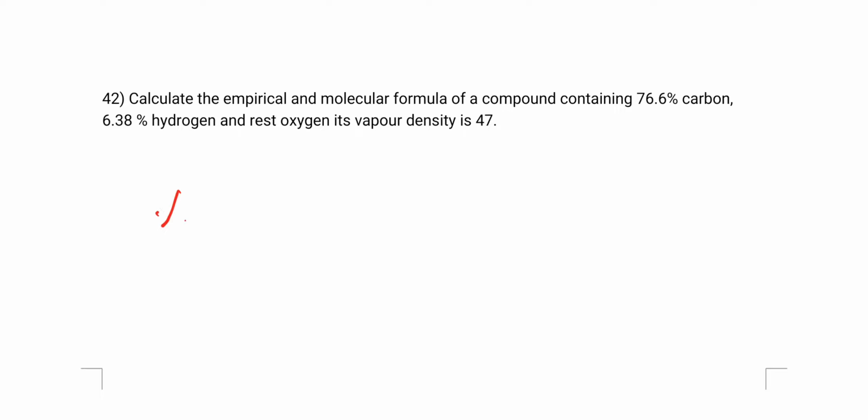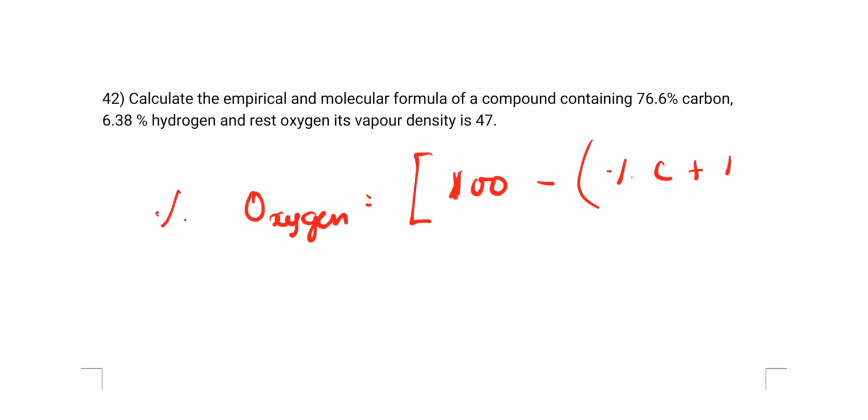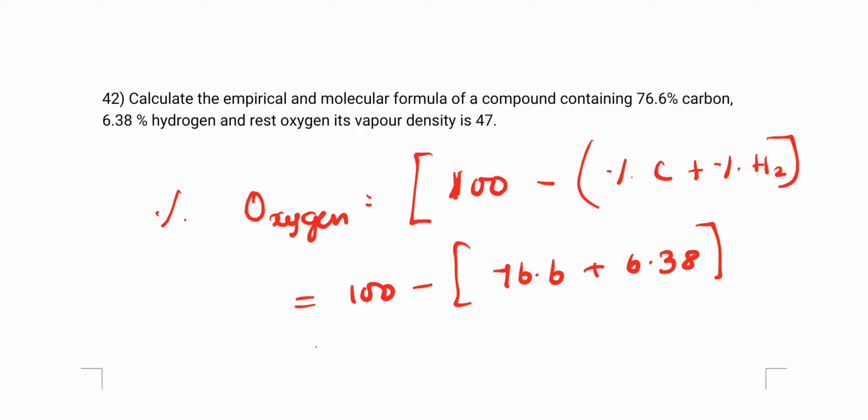So the percentage of oxygen is equal to 100 minus (percentage of carbon plus percentage of hydrogen). Now 100 minus (76.6 plus 6.38). We add and subtract, and we get the percentage of oxygen. 100 minus 82.98 is 17.02%.